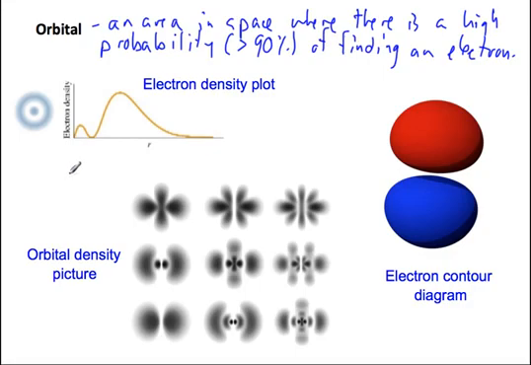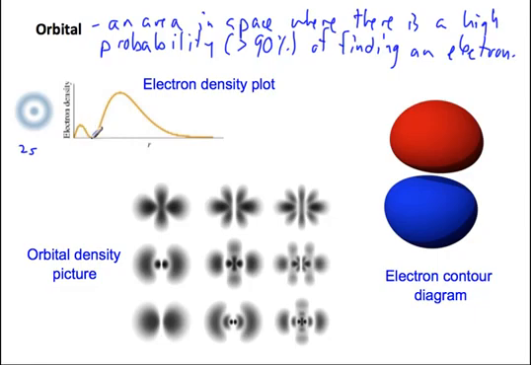Three different representations that I just want to show you here. First one, electron density plot. So basically it just plots electron density versus radius. That's what r is on the bottom, radius. And so this is actually an s orbital. It's a 2s orbital.